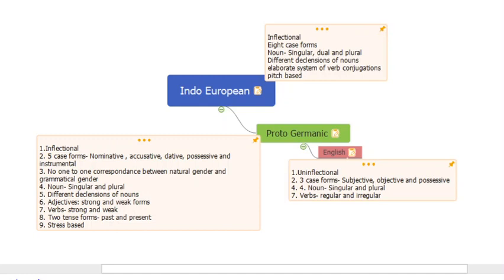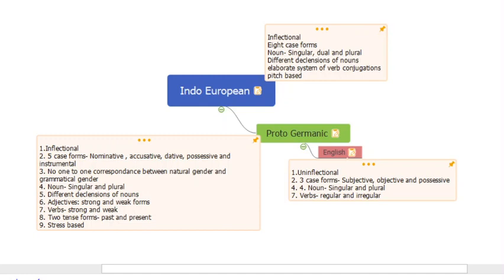So let's have a look at some of the special features developed by the Germanic group of languages, which helps us to group them together. Let's begin with the first characteristic of Proto-Germanic languages.